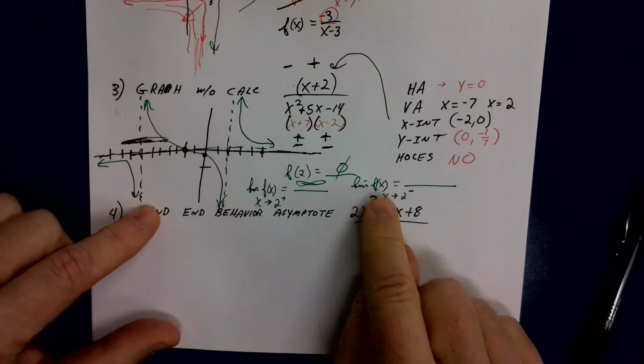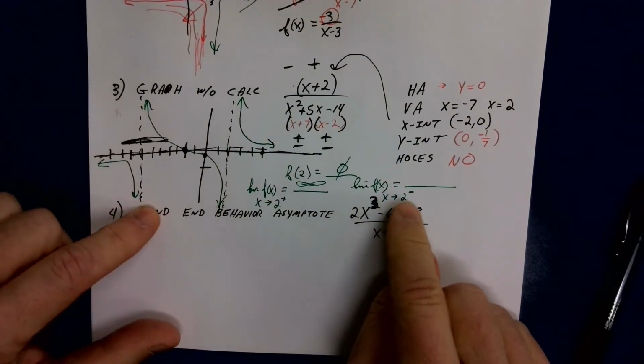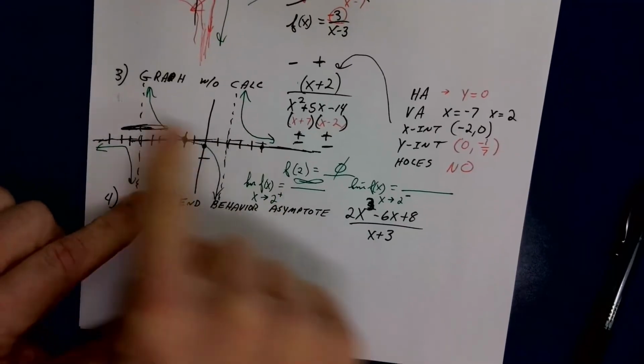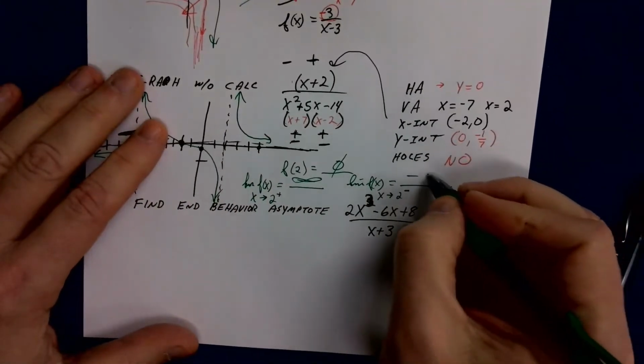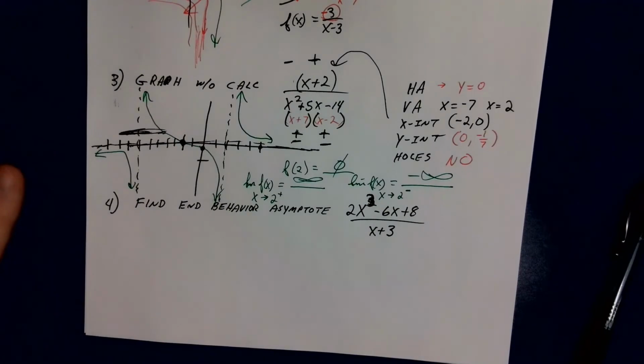What's the limit of the function f of x as x approaches 2 from the left-hand side? From the left-hand side, you can see it goes down, so that answer is negative infinity. Is that good? Hopefully that's pretty good with your asymptotes, being able to graph all the stuff that I just did right there. Reminder again, if there was a hole, we would put a hole right in that location.